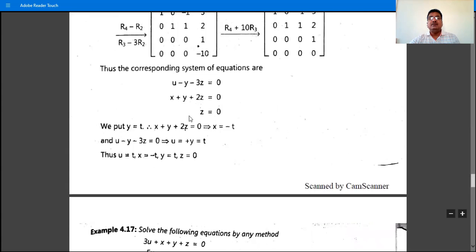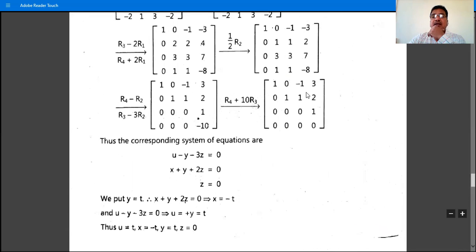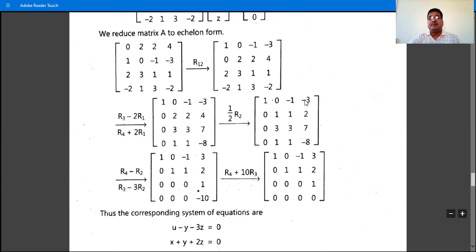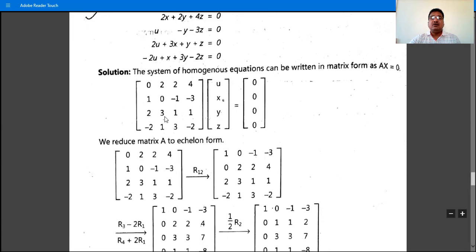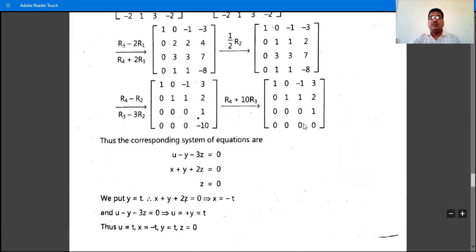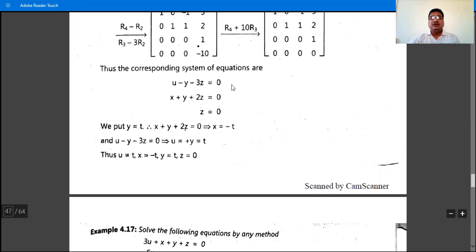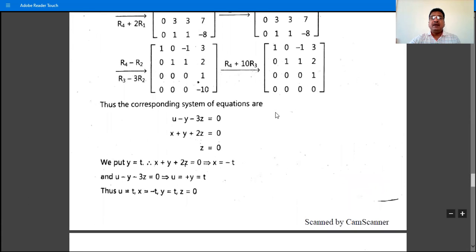So if you observe, the rank of A is 3, and the rank of [A|B] is also 3 in this problem. The rank of [A|B], or rank of [A|0]. So the rank of A and the rank of [A|B] are equal, so the system is consistent, but the rank is strictly less than the number of variables. The number of variables is 4, and here we have 3 equations. This rank of A equals rank of [A|B] equals 3, which is strictly less than the number of variables, and therefore the system has infinitely many solutions.